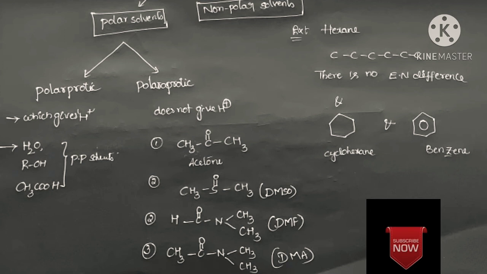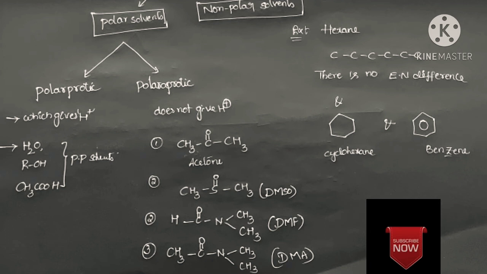And the polar aprotic solvents, PA for short, are those which do not give H plus ions. So these are called polar aprotic solvents. For example, a ketone, CH3 C double bond O CH3. These do not give an H plus ion to another species.